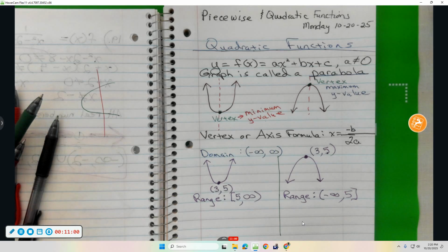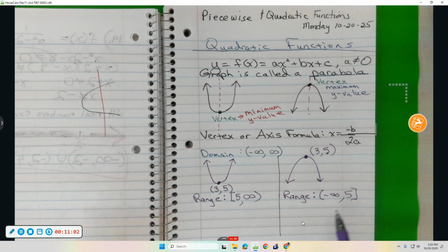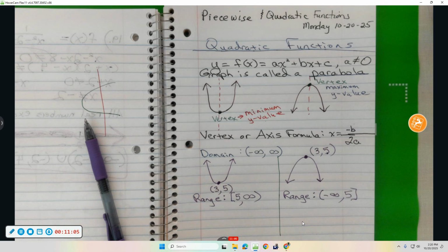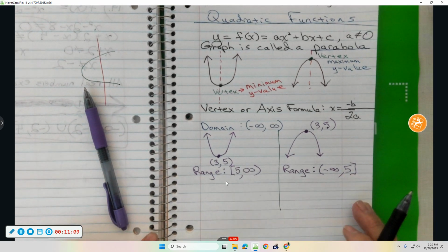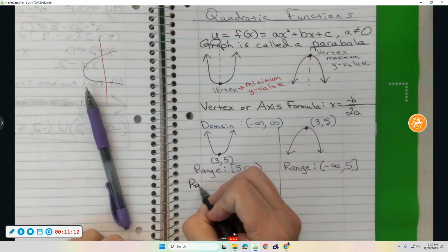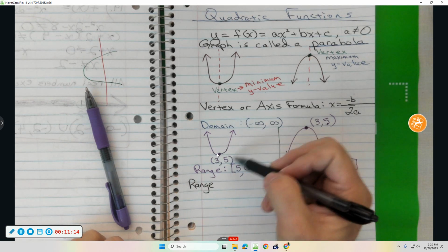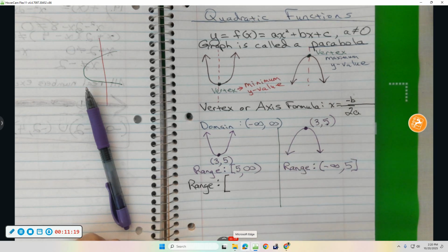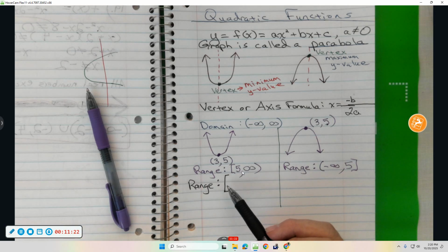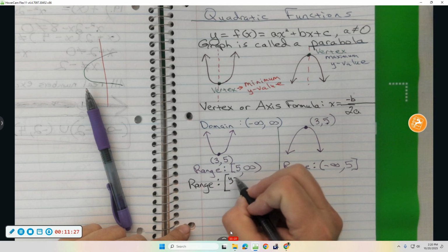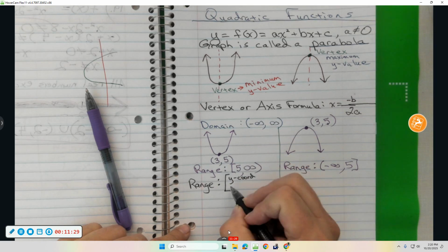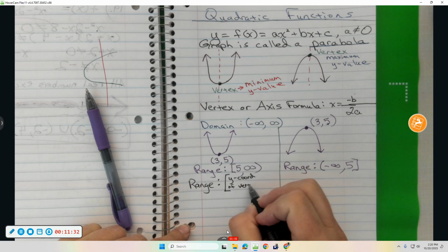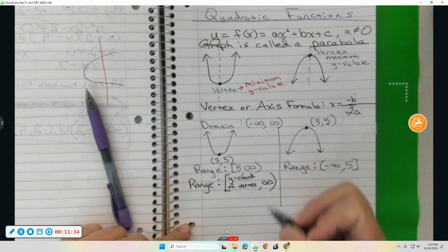We can generalize what we've just seen here, and that'll help you when you have to write out the range for parabolas in the homework. Here's what we're going to say. For the range, if you're looking at a parabola opening upward, you'll have a bracket, because that number we're about to write will always be included. It'll be used as a y value. That's the y coordinate of the vertex, comma, positive infinity.